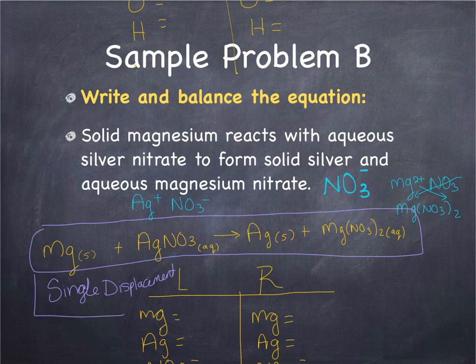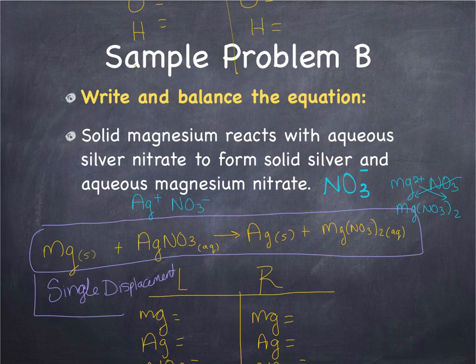It'll say solid magnesium reacts with aqueous silver nitrate. Remember again that silver is one that's not going to have a Roman numeral listed, even though it's not really a type 2, but it's in the transition metal family, because silver we know is always a 1. And then your products are going to form solid silver and aqueous magnesium nitrate.